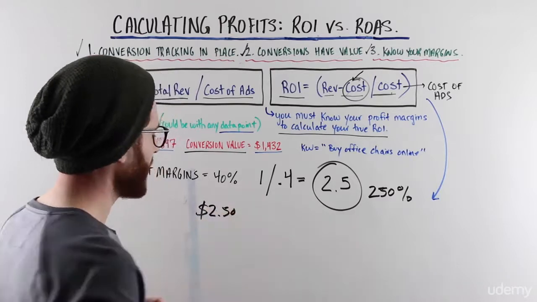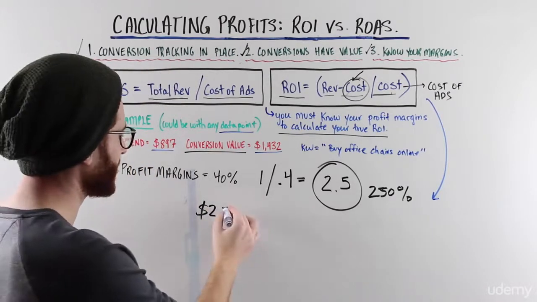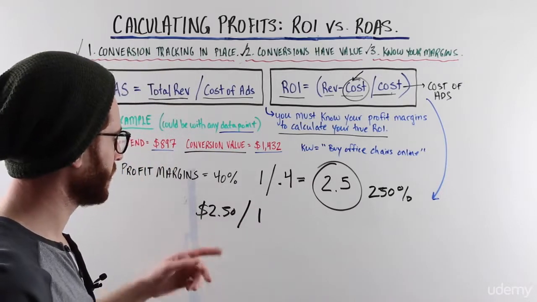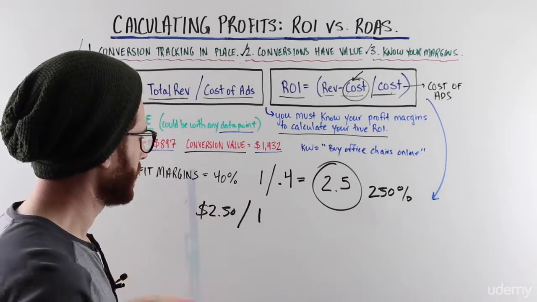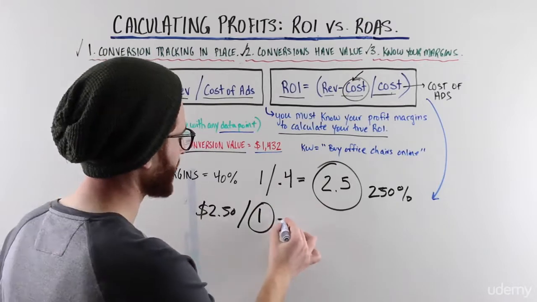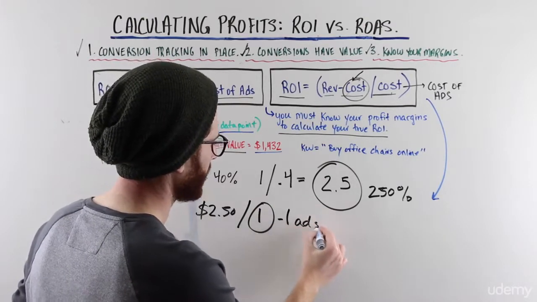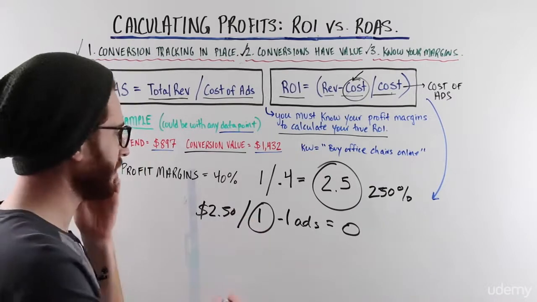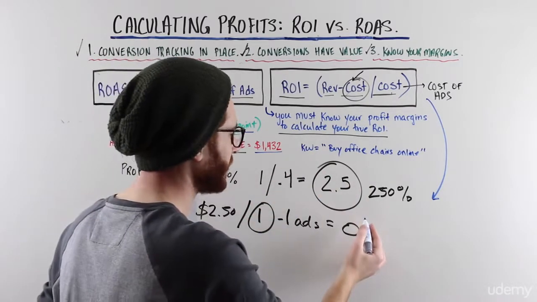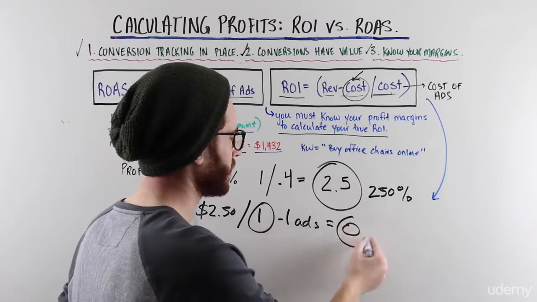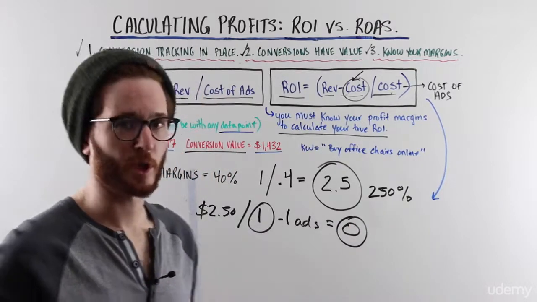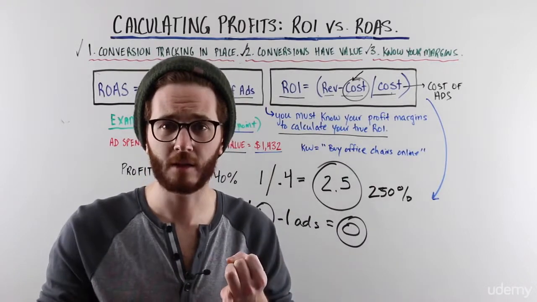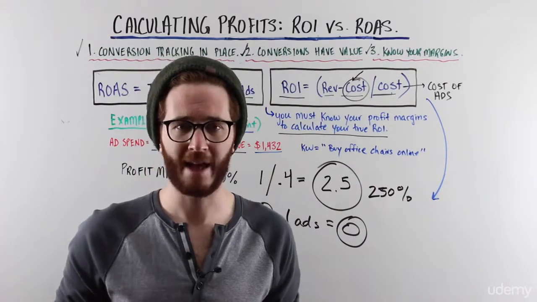For every $2.50 of sales, you only make $1, because that's your profit margin. You're only making 40% of that. So that's $1. And then you subtract $1 for the ads, and you're left with 0. So that's your break-even point. You spent $1, you made $2.50, and you come out equal at 0, because for that $2.50 you made, you profited $1, and then you have to pay Google that $1 for the ad that you spent.